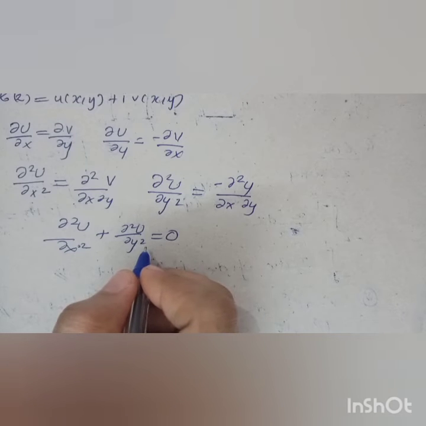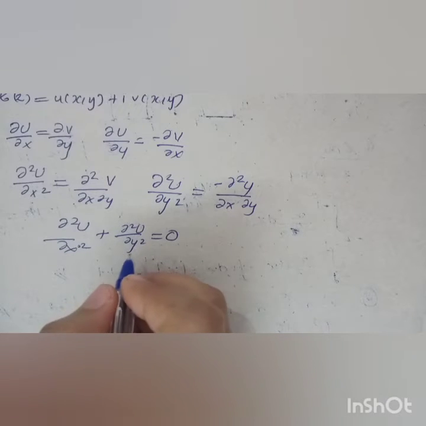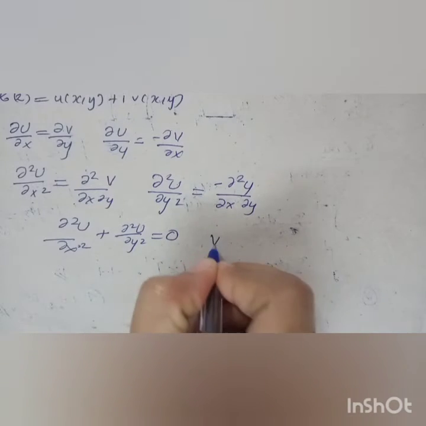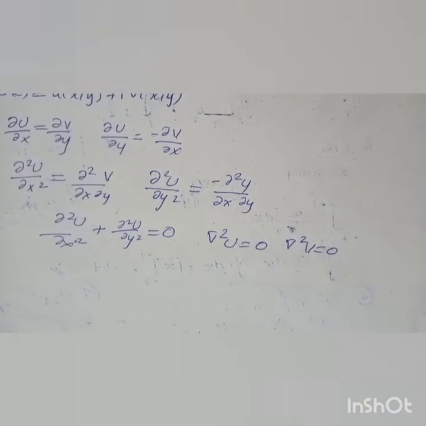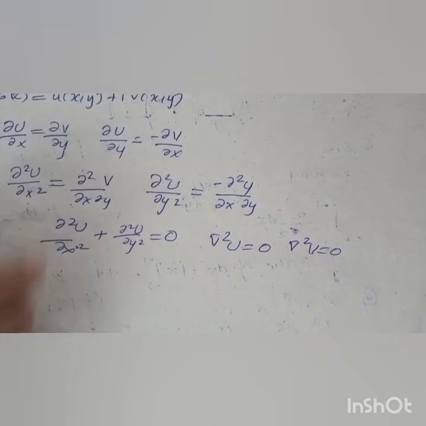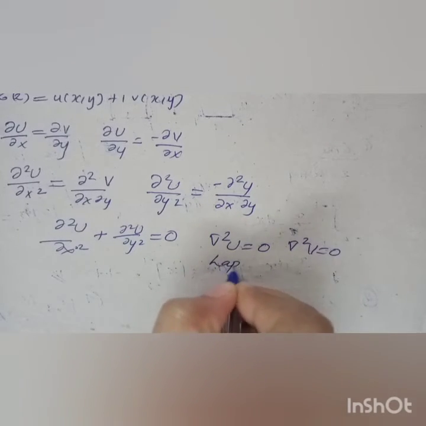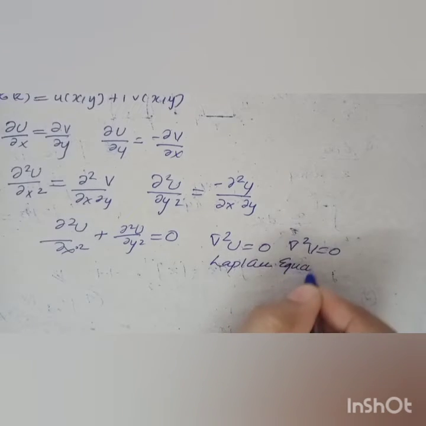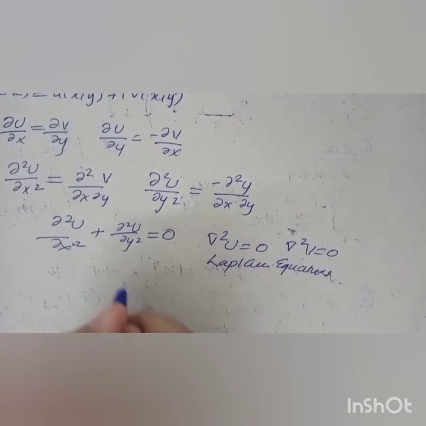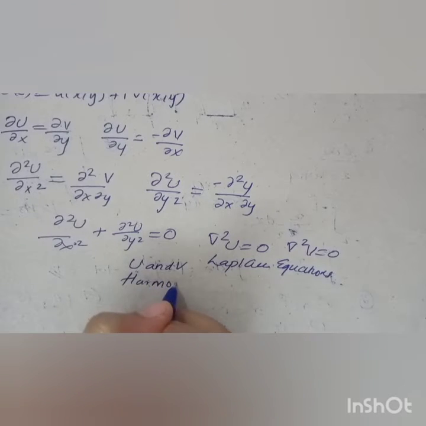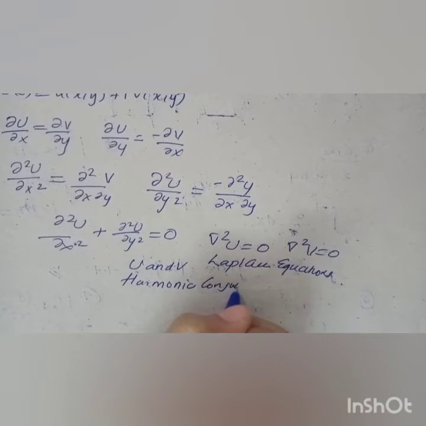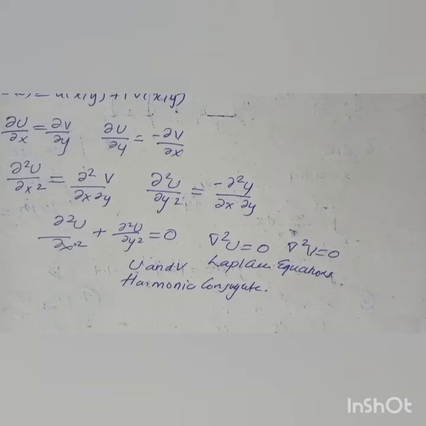So if you find that the function is analytic, del square u is equal to 0 and del square v is equal to 0. This is known as the Laplace equation, and u and v are harmonic conjugates. Okay, so this is all about that theory.